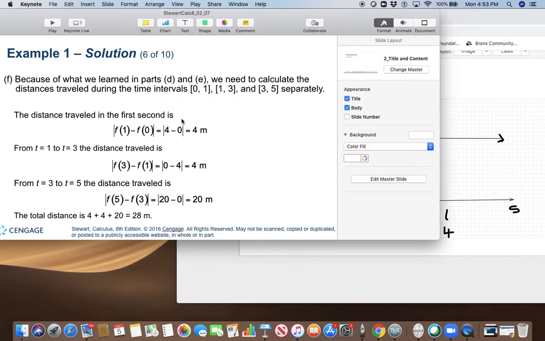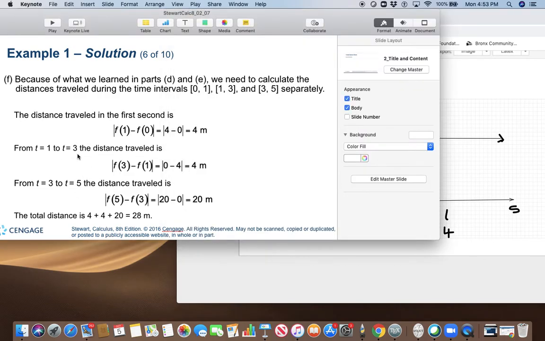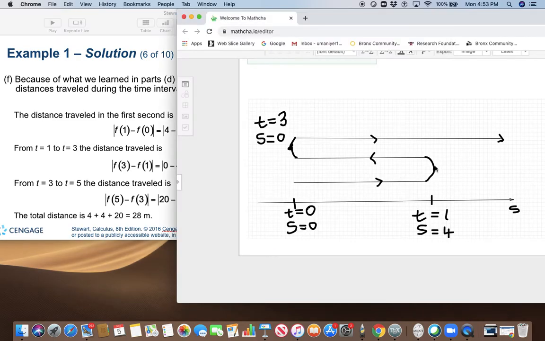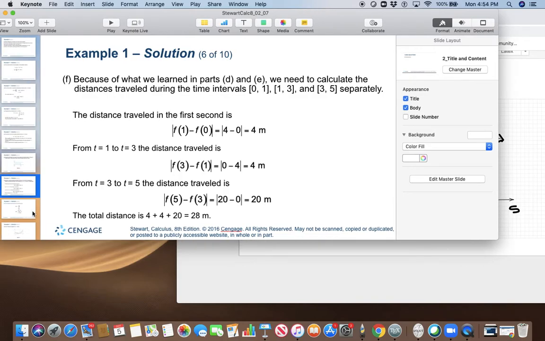So distance traveled in the first 1 second is position at 1 second minus position at 0, that is 4 meters. So from here to here is 4 meters. Then time 1 to time 3 is 4. So this is distance at 1 and distance at 3 seconds. You're back, but the distance covered is 4 again. All right, that's why you have absolute value. Distance takes care of only positives. 3 to 5, you're looking at position at 5 minus position at 3 and taking absolute value. That's 20. So in all, you covered 28 meters in the first 5 seconds.